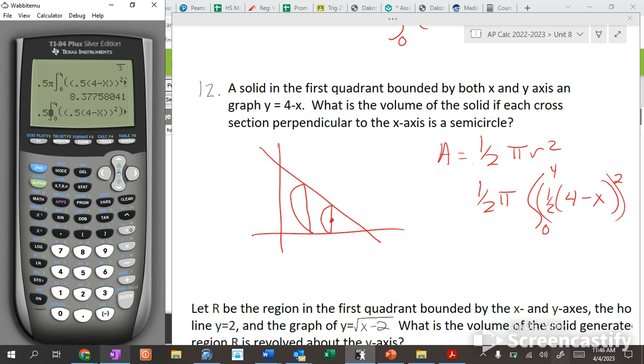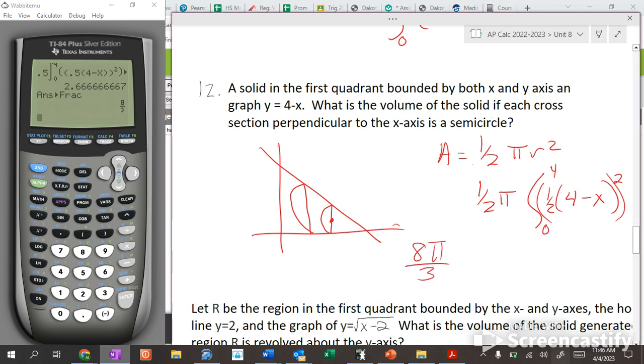Delete that. Enter. There we go. Math, change it to a fraction, please. 8 pi over 3. There we go. That just looks so much easier than what I swear it feels like.